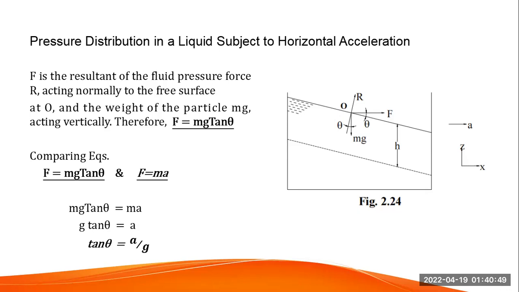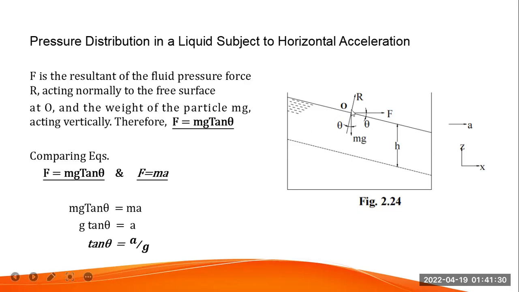So yung F natin, yung force natin, ito siya yung resultant of the fluid pressure force R, or yung ating normal force, yung ating R ha, acting normally to the free surface at point O. So yung ating R or ating normal force, it will be perpendicular to its surface. So yung naka-inclined naman yung ating surface, so perpendicular siya. So dapat 90 degrees yan siya ha. And then continue tayo. And the weight of the particle is mg, mass times gravity. So it is acting vertically, yung ating mg.